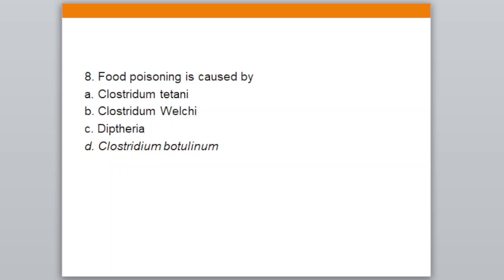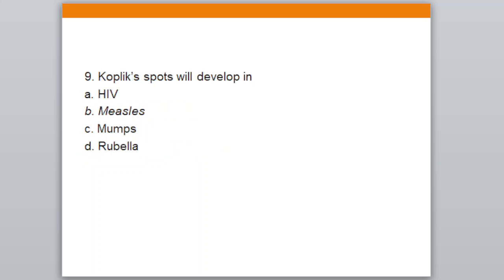Question 8. Food poisoning is caused by A. Clostridium tetani, B. Clostridium welchii, C. Diphtheria and D. Clostridium botulinum. The correct answer is D. Clostridium botulinum. Question number 9. Koplik spot will develop in A. HIV, B. Measles, C. Mumps, D. Rubella. The correct answer is B. Measles.